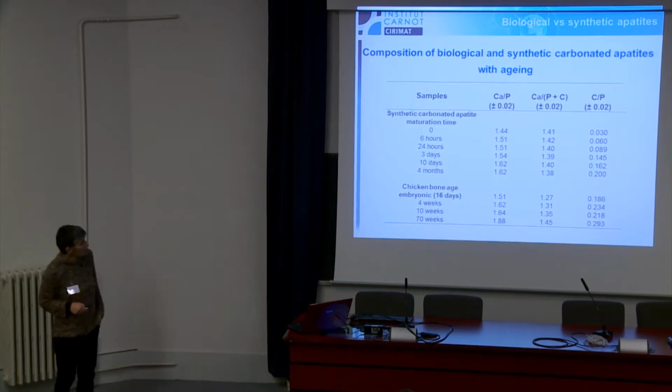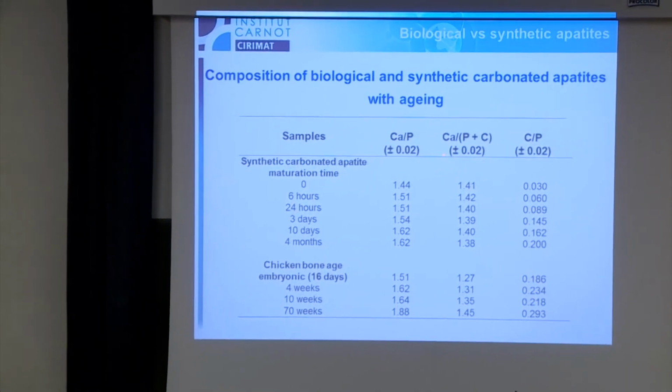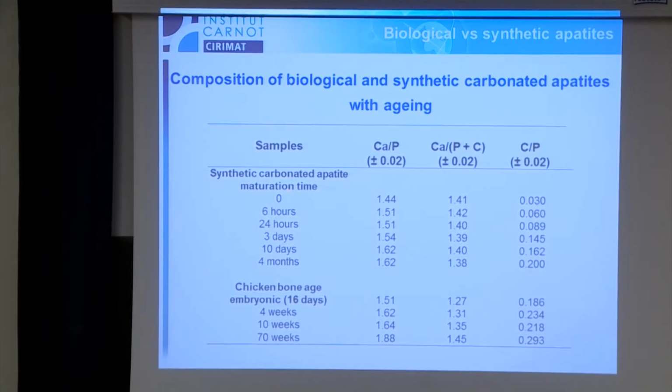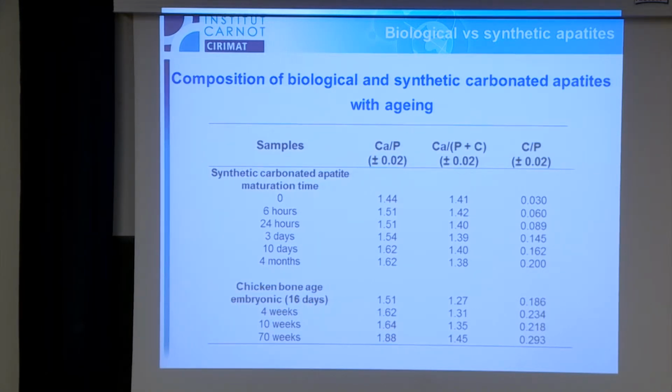So, for example, here we compare the composition, especially the calcium and phosphorus ratio, and for carbonated apatite, we compare here the calcium on phosphate plus carbonate ratio, for synthetic carbonated apatite maturated after different periods of time. And here we can see the same analysis on the same ratio for chicken bone at different ages: embryonic 7 days, 16 days, excuse me, 4 weeks until 70 weeks.